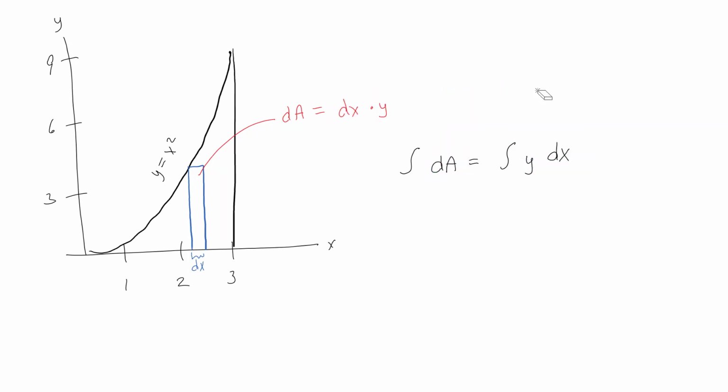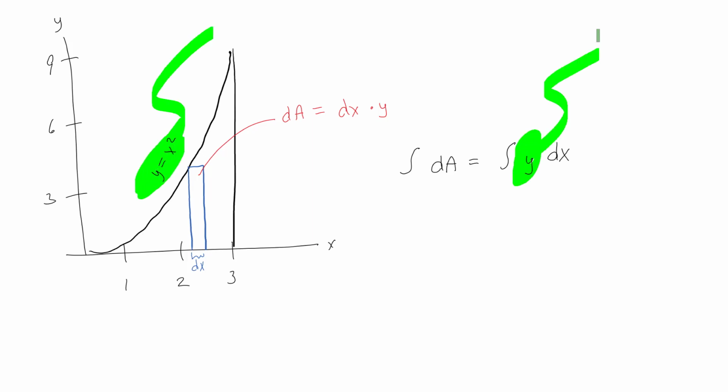dA is y dx. I can either put everything in terms of x or everything in terms of y. The dx is already a dx, so I'm probably just going to stick with this. I know what y is because I'm given that y is equal to x squared. So I just need to replace y with x squared: x squared dx.